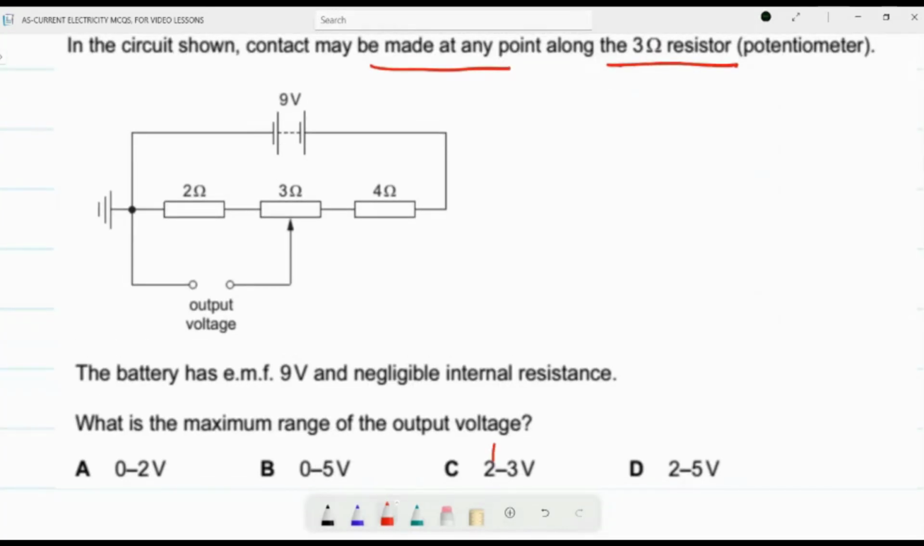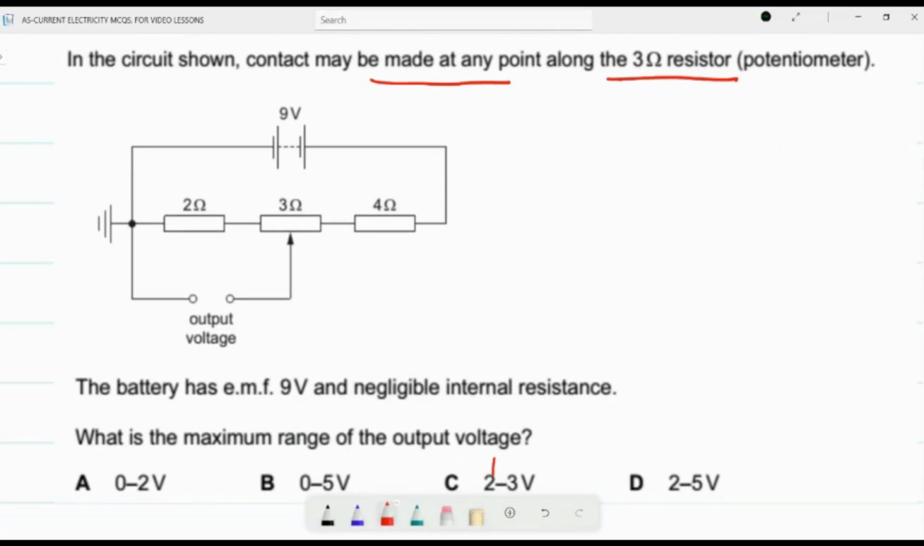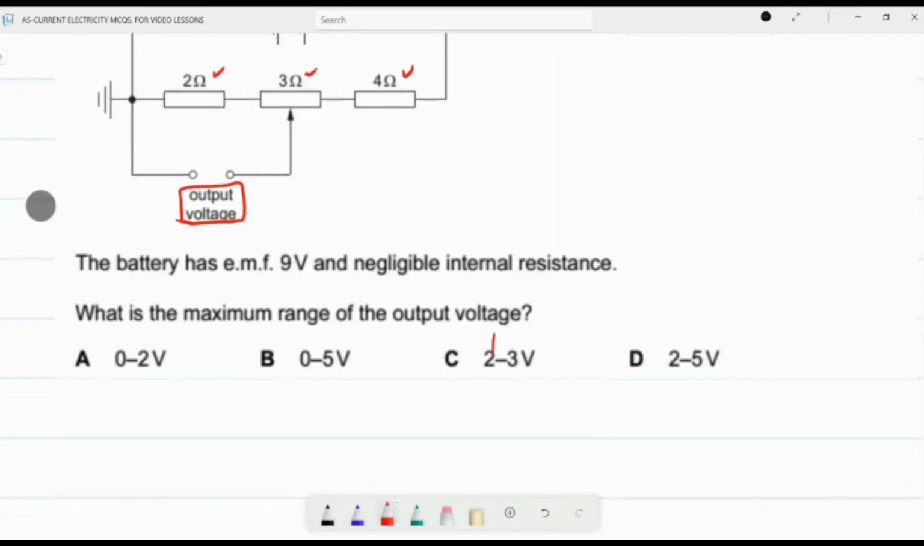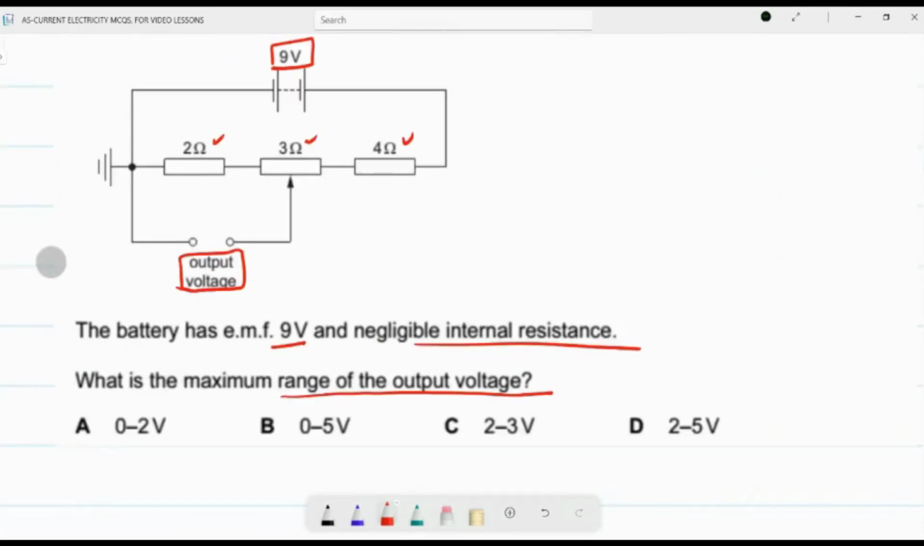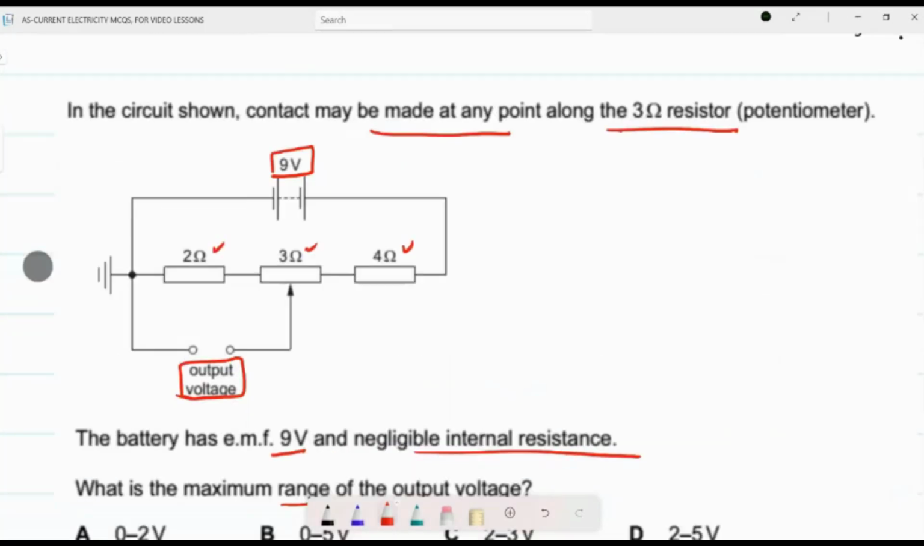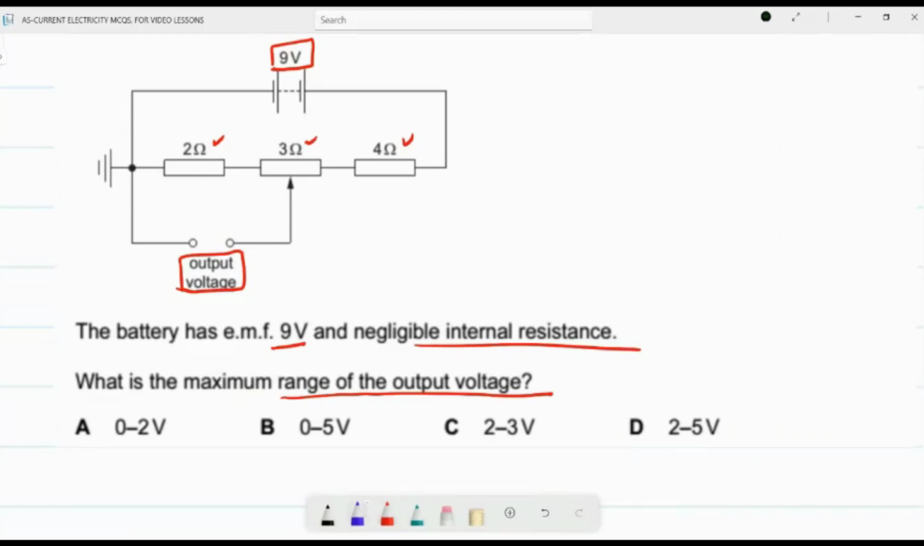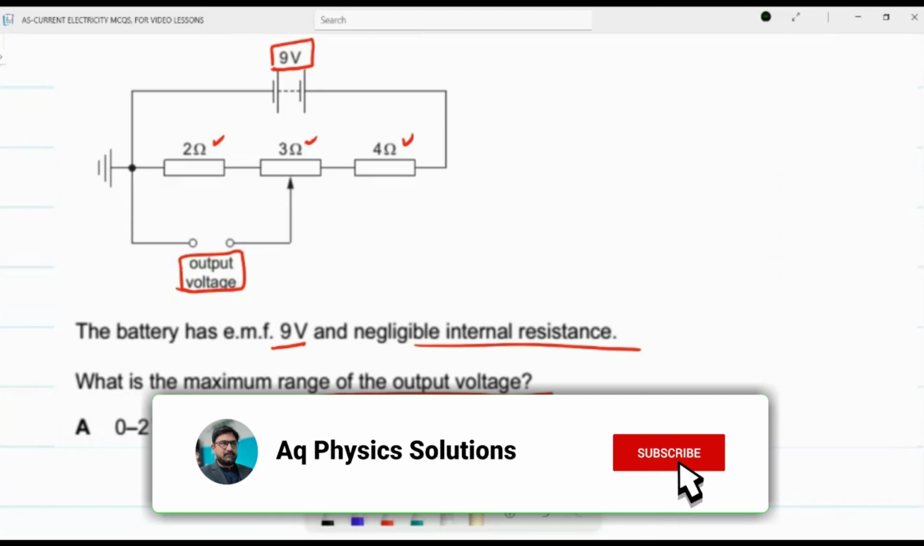Okay, now in this question, there is a 9-volt battery, and connected to that 9-volt battery there are three resistors: one 2 ohm, one 3 ohm, and one 4 ohm resistor, and here I have an output voltage. Now the question is, the battery has 9-volt EMF and negligible internal resistance. Again, an important word. What is the maximum range of output voltage? So I have selected a similar question for your calculation, because we are practicing potential dividers. That's why I have selected the same type of question.